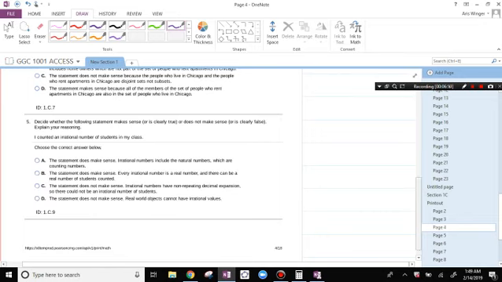Decide whether the following statement makes sense or is clearly true, or does not make sense or is clearly false. Explain your reasoning. I counted an irrational number of students in my class. An irrational number always has a decimal expansion that does not repeat forever. You can't have a decimal number of people in a class. The statement does not make sense. Irrational numbers have non-repeating decimal expansions, so there could not be an irrational number of students.